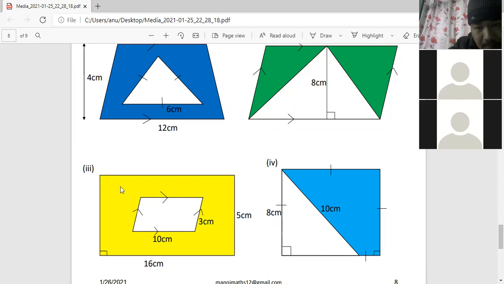Then the area of the shaded region is A1 minus A2. If you subtract the inside parallelogram from the outside rectangle, then you will get the area of the shaded region.